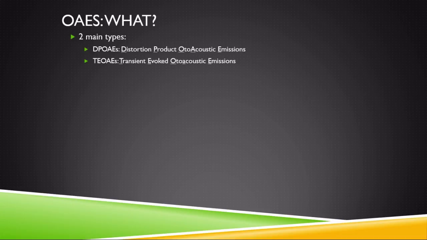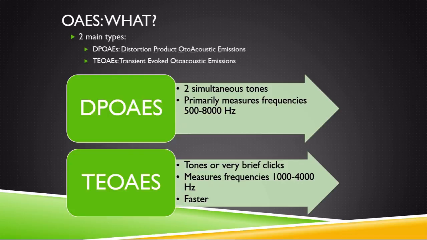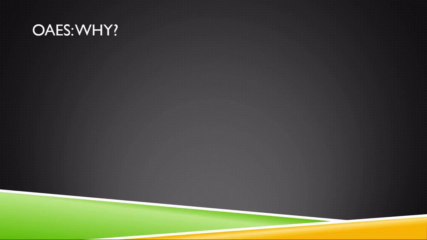And they differ in the type of stimulus that they use. DPOAEs use two simultaneous tones and are primarily measuring frequencies from 500 to 8,000 hertz. TEOAEs use very brief clicks or very brief tones, and typically measure frequencies from 1,000 to 4,000 hertz. TEOAEs are a little bit faster. DPOAEs give you the ability in many cases to measure more frequencies.